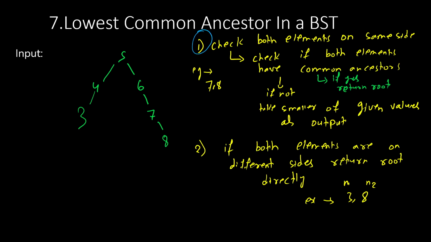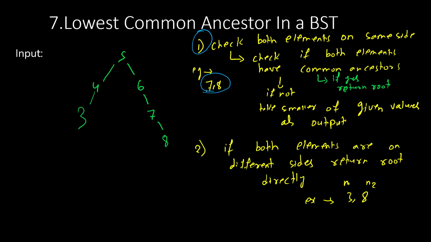This one, the first condition. We have to check if both elements are on the same side or not. Now let us check for the given example, 7 and 8. We have to check with the root node. By BST, we mean the left side element will be smaller than the root and the right side element will be greater than the root. So we are going to compare the given element 7 and see if the element is on the right side or left side.